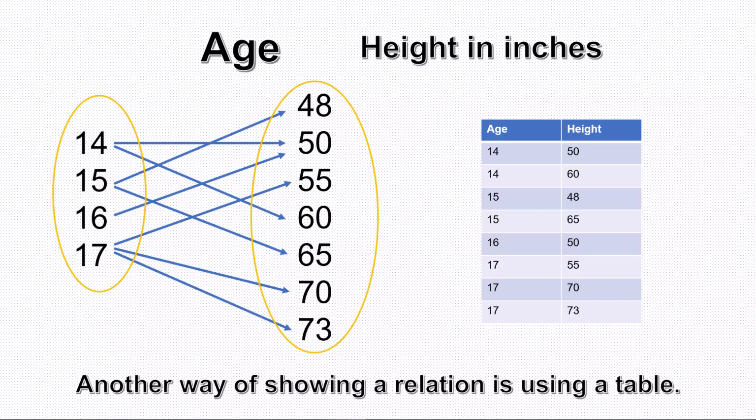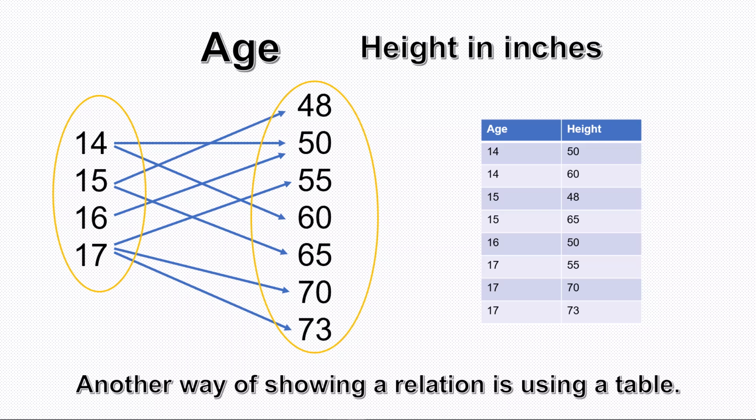Another way of showing a relation is by creating a table. For each arrow you see in the diagram on the left, there is a row in the table. Notice the value 14 is listed twice, mapped to the value 50 and the value 60. 15 is listed twice, pointing to 48 and then to 65. By looking at the table, if you see any duplications in the left column, you can immediately tell it is not a function.